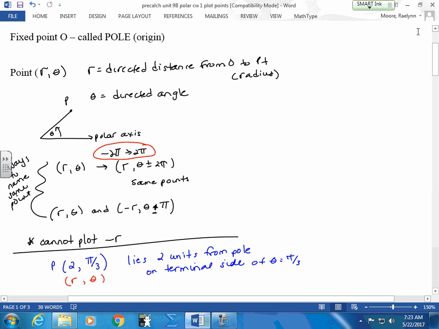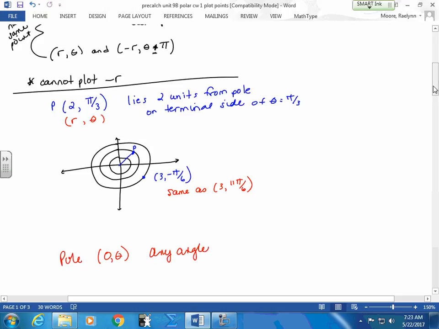Not so bad. Once we start plotting these, you'll kind of see this. So if I have a point, and the point is 2, pi over 3, all I have to do is find my radius of 2, stay in that radius, and find my angle, and you can find it on your graph that says pi over 3. So it's going to lie 2 units away from the pole on the terminal side of where pi over 3 would be. So if this is where my pi over 3 would be, it's going to lie here on this part. It's only going to come out to the 2 like this.